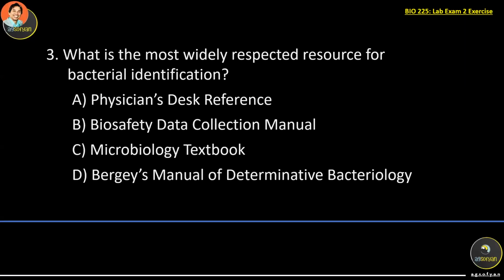Number 3, what is the most widely respected resource for bacterial identification? So make sure you read your book, make sure you follow the lab experiment. It is mentioned in one of them or some of the experiments. This is the Bergey's Manual of Determinative Bacteriology. This is the most valuable book for bacteria identification.